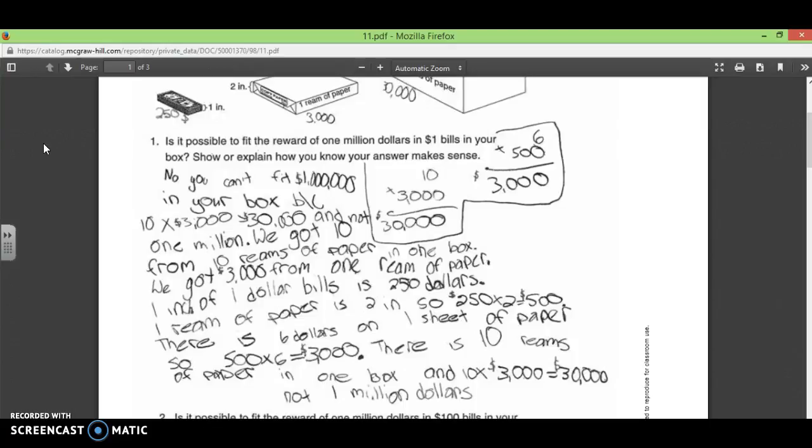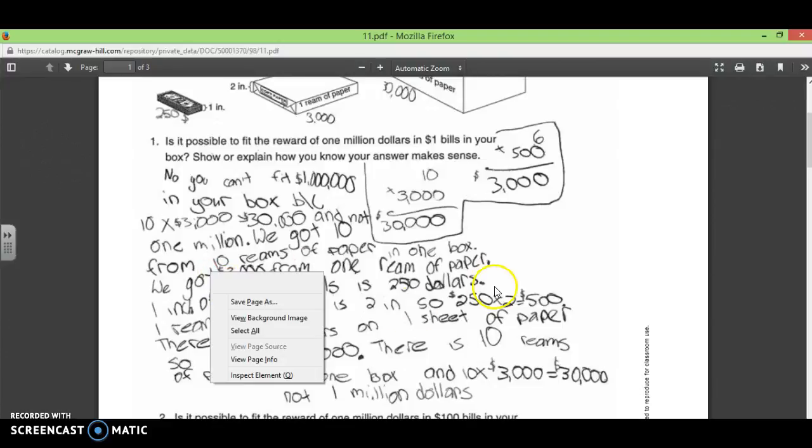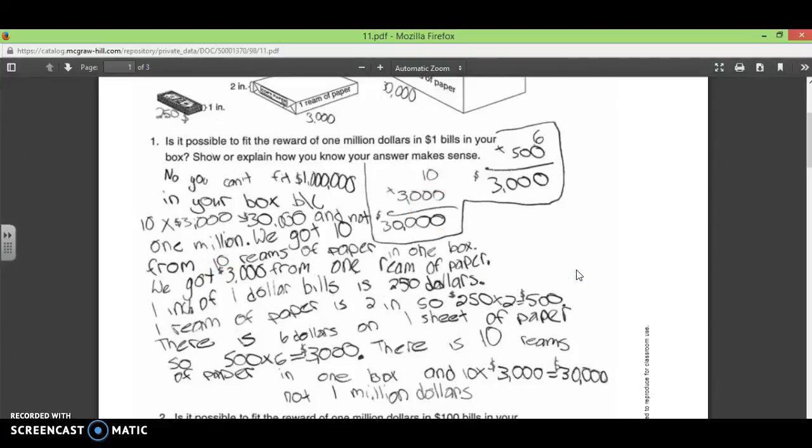We got 10 from 10 reams of paper in one box. We got 3,000 from 1 ream of paper. 1 inch is $250 bills. 1 ream of paper is 2 inches, so 250 times 2 is 500. There's $6 on one sheet of paper, so 500 times 6 equals 3,000. There's 10 reams of paper in one box, and 10 times 3,000 equals 30,000, not $1 million.